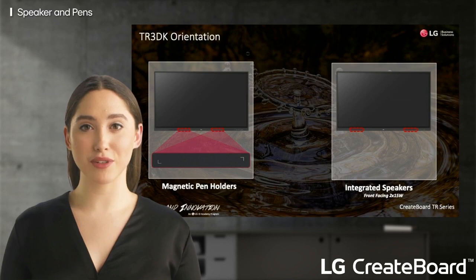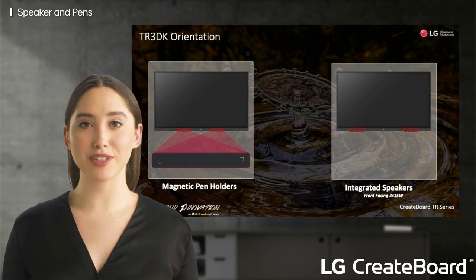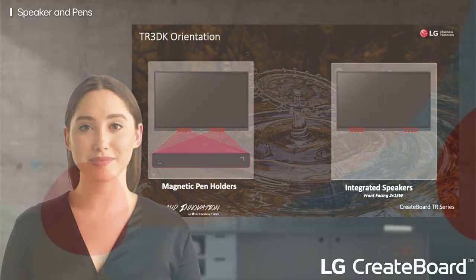Also on the front of the Create Board, you have two magnetic pen holders to keep track of those powerful accessories. Next to those, you have two front-facing, integrated speakers providing 15 watts of brilliant dynamic sound.